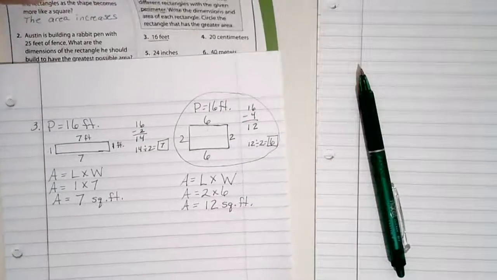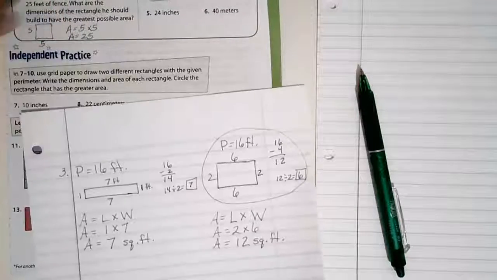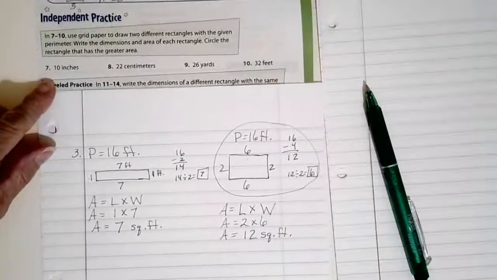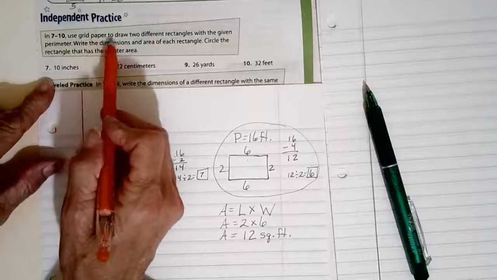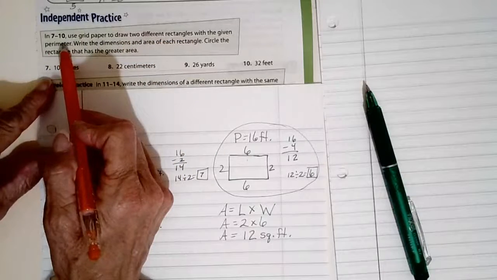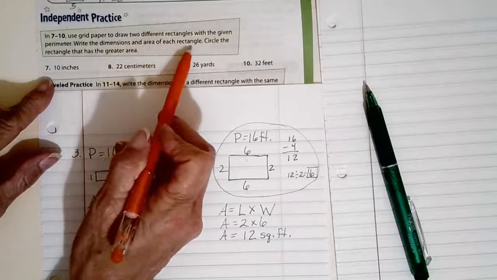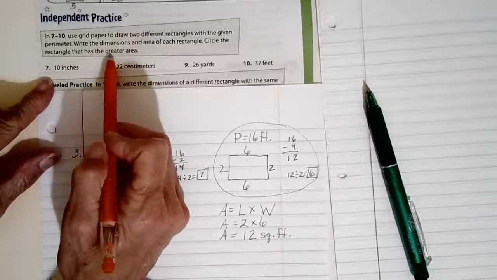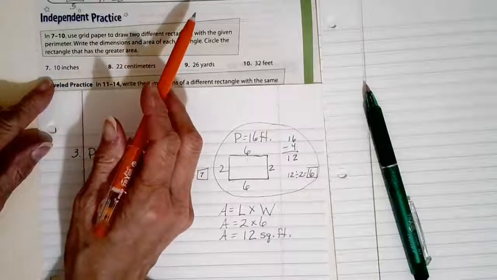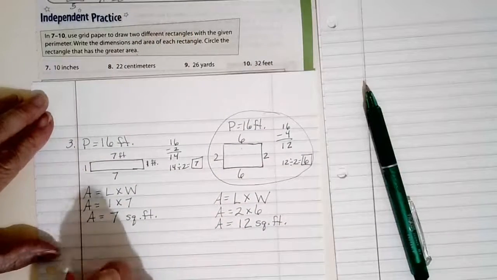Now, let's go ahead and work number 7. We're hopping down to number 7. And it says, use grid paper to draw 2 different rectangles with the given perimeter. Same thing we just did on the previous problem. Write the dimensions and area of each rectangle and circle the rectangle that has the greater area. So we're doing the same thing that we did on the very top. So I'm going to go ahead and write number 7.